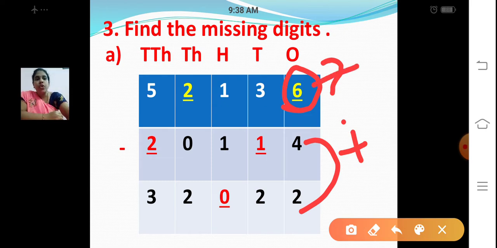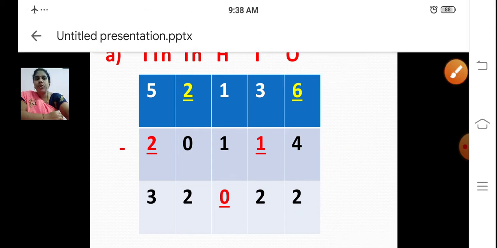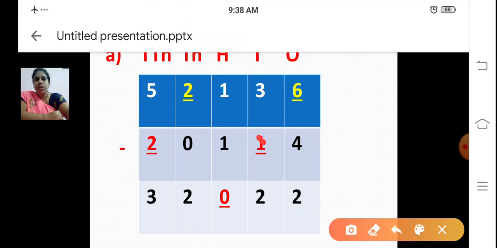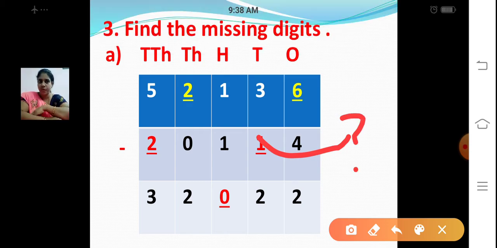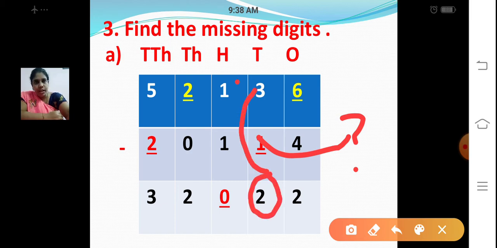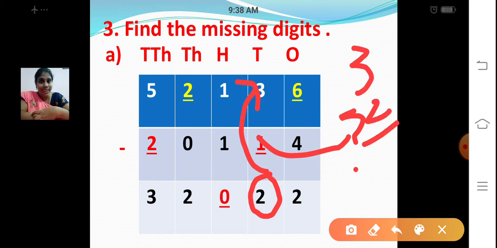So now to find the subtrahend, what do we have to do? You're going to subtract the difference from the minuend. That means 3 minus 2. In the sum, 3 minus 2. So that you will get the subtrahend, right? So to get the subtrahend, what you have to do? You have to subtract the difference from the minuend, right?